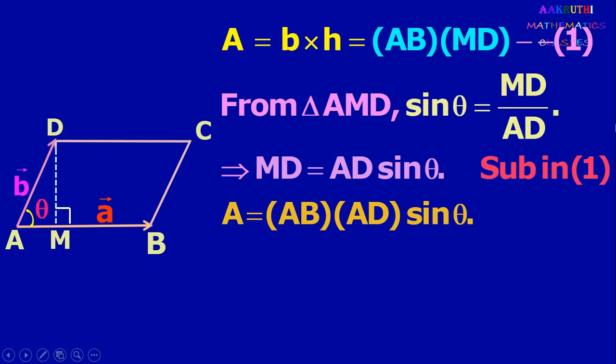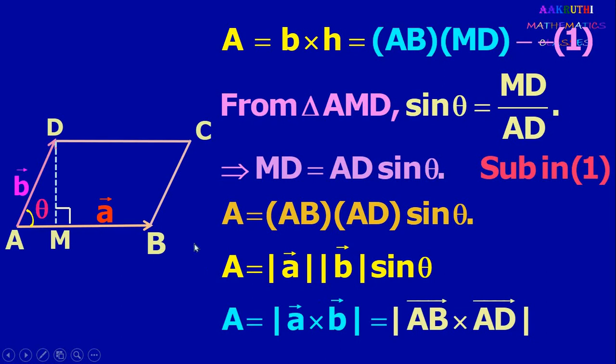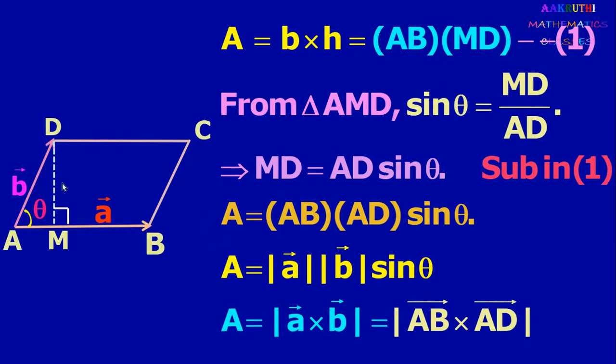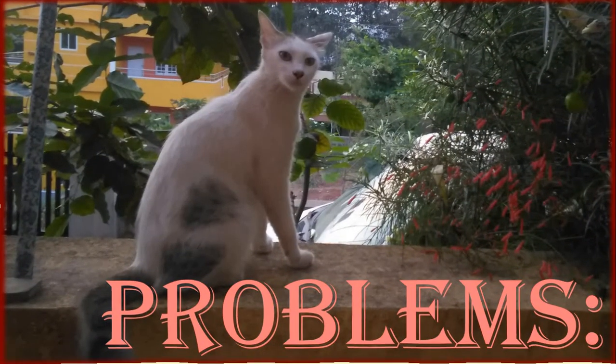Here, AB is length of A vector and AD is length of B vector. So, therefore, we can write A equal to magnitude of A vector, magnitude of B vector into sin theta. But magnitude of A vector, magnitude of B vector into sin theta can be written as magnitude of A vector cross B vector. Therefore, area of parallelogram is A equal to magnitude of A vector cross B vector. And it is also written as magnitude of AB vector cross AD vector. So, here we have to take two adjacent sides. So, next we see some problems related to cross product.